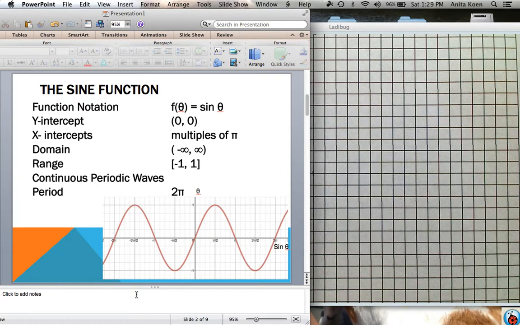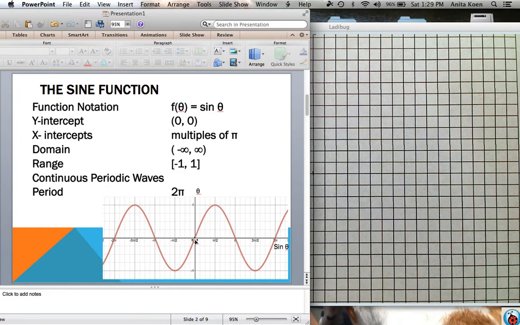The range of this function is from negative 1, that's the lowest point on the graph, all the way up to positive 1. That's the highest point on the graph, and that is inclusive. This is a continuous periodic wave. A periodic wave means that it repeats itself over a certain period, and the period that the sine function repeats itself over is 2 pi.